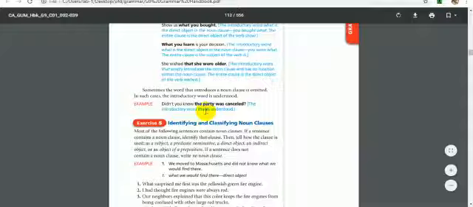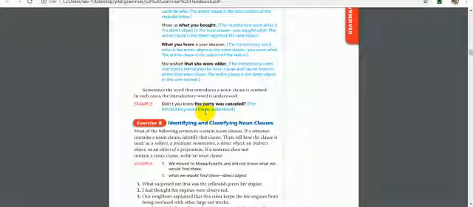Sometimes the word that introduces a noun clause is omitted. In such cases, the introductory word is understood. Did you know the party was cancelled? The introductory word "that" is understood.